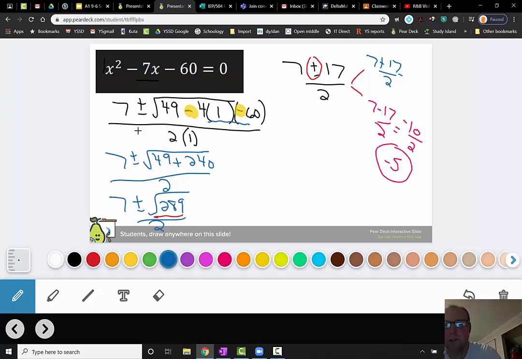We go back to blue here. This is 24 over 2. So 12 is my other answer. We're dealing with a quadratic. We'd like to get 2 answers unless we find out that there's a non-real one. So that's what we're going to get.